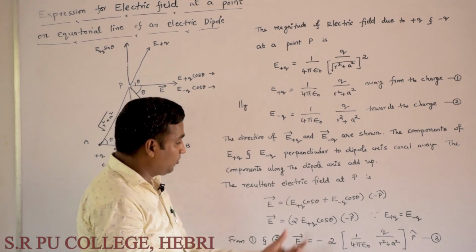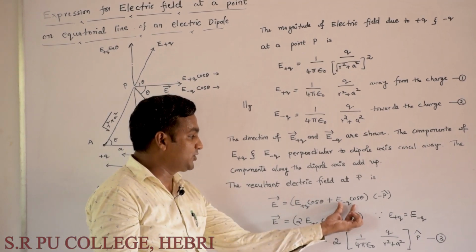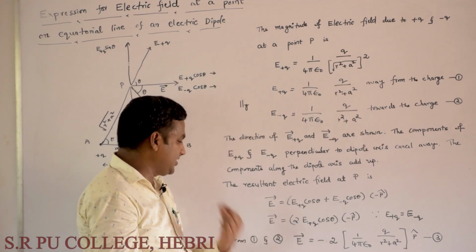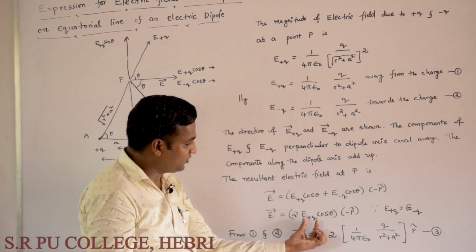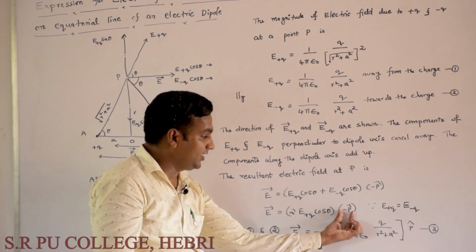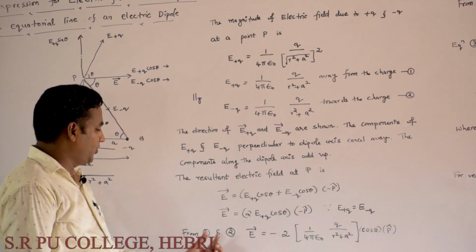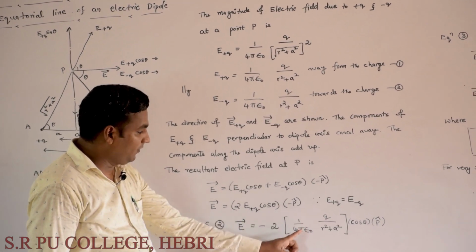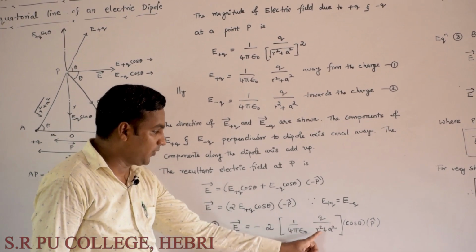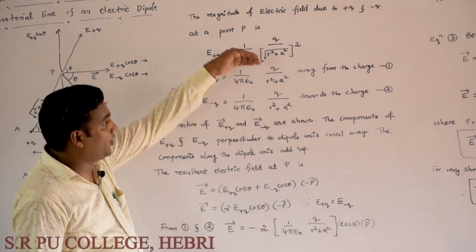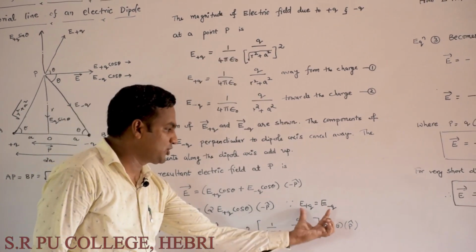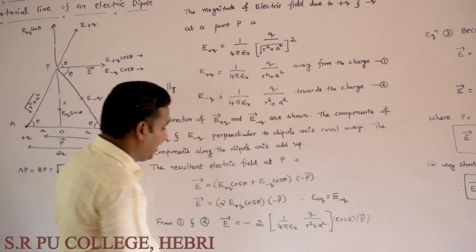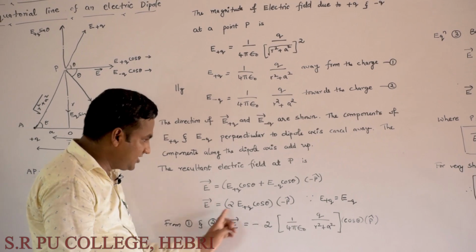Now E vector is equal to, here E plus Q and E minus Q cos theta are both equal from equations 1 and 2. By using this, E vector is equal to 2 times E plus Q cos theta into minus p cap. E vector is equal to minus 2 times 1 divided by 4 pi epsilon naught q divided by r square plus a square, from equations 1 and 2, because E plus Q and E minus Q are both equal, and again cos theta into p cap, the negative is already taken in this equation.